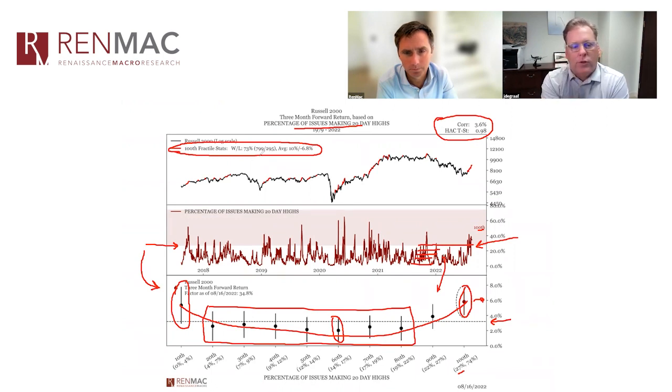In this case, for the Russell 2000, 73% of the time when you're in this top decile, you've got a winning trade. The average of that winning trade is 10%. The average of that losing trade, which would be 27% of the time you lose, would be down 6.8.